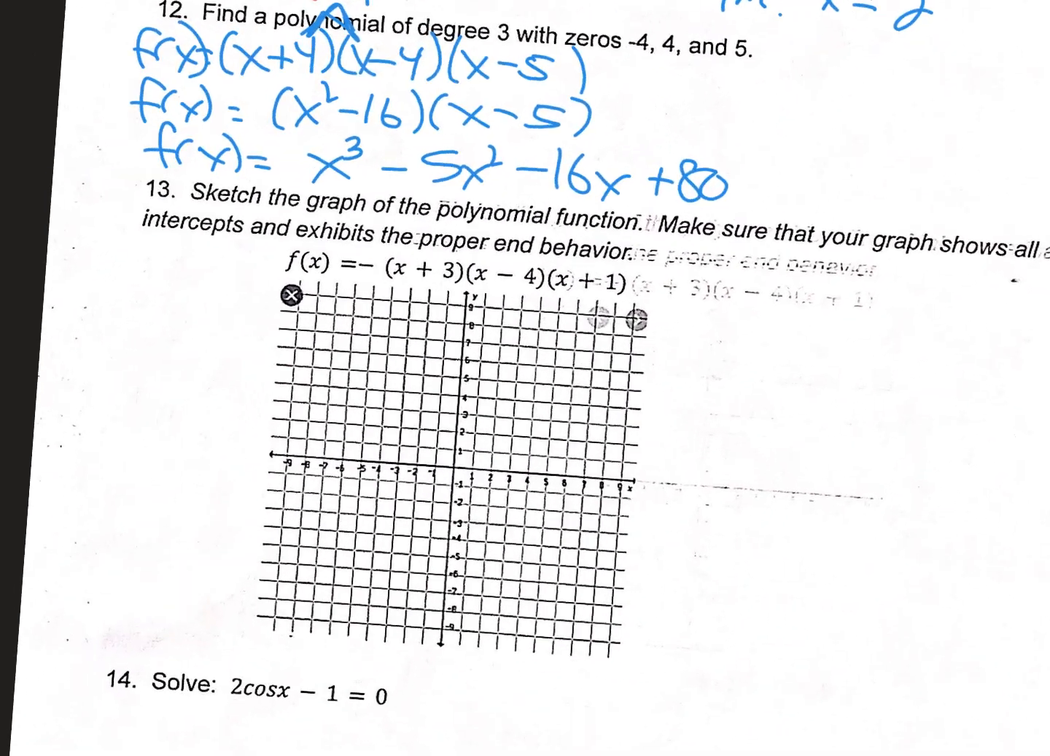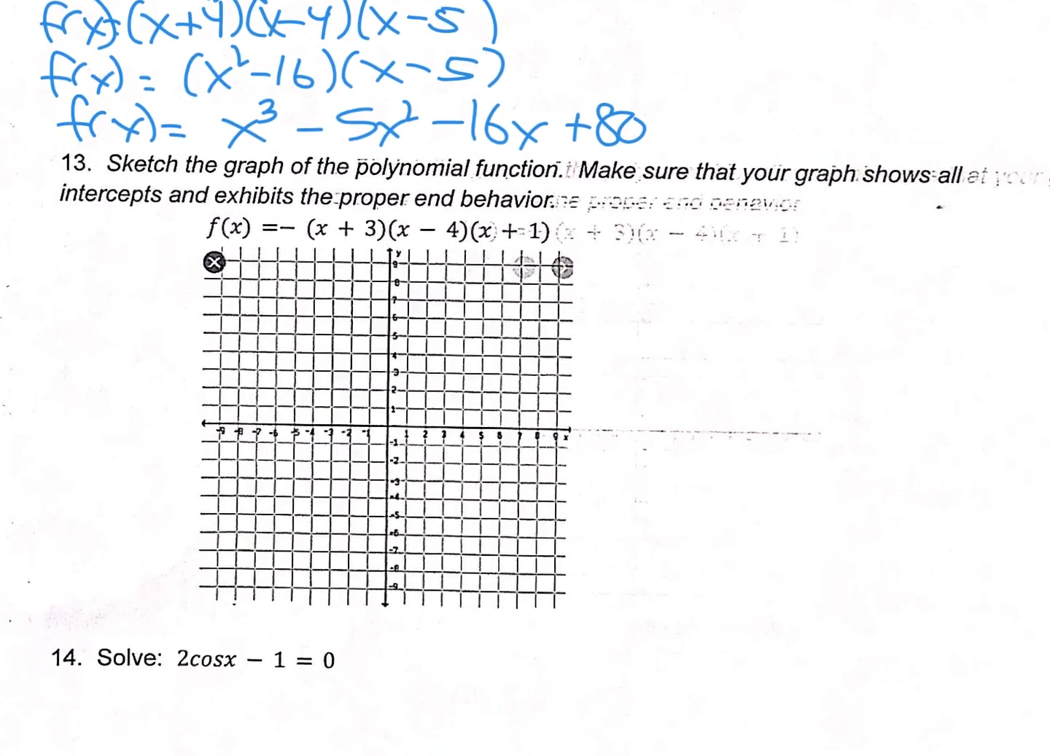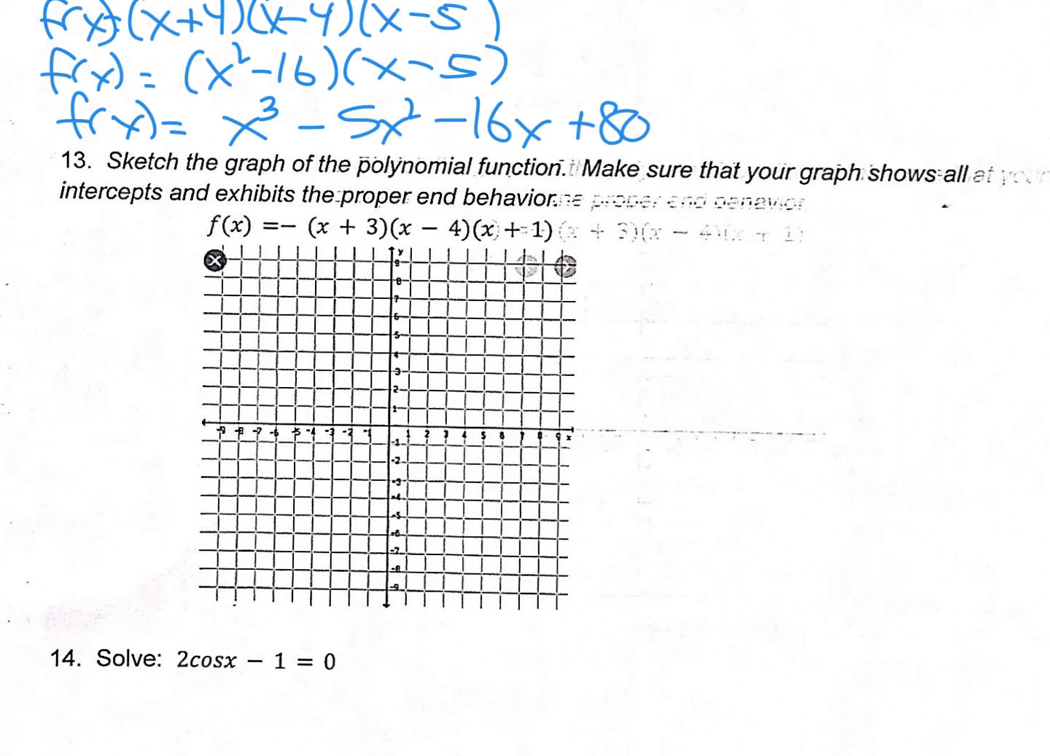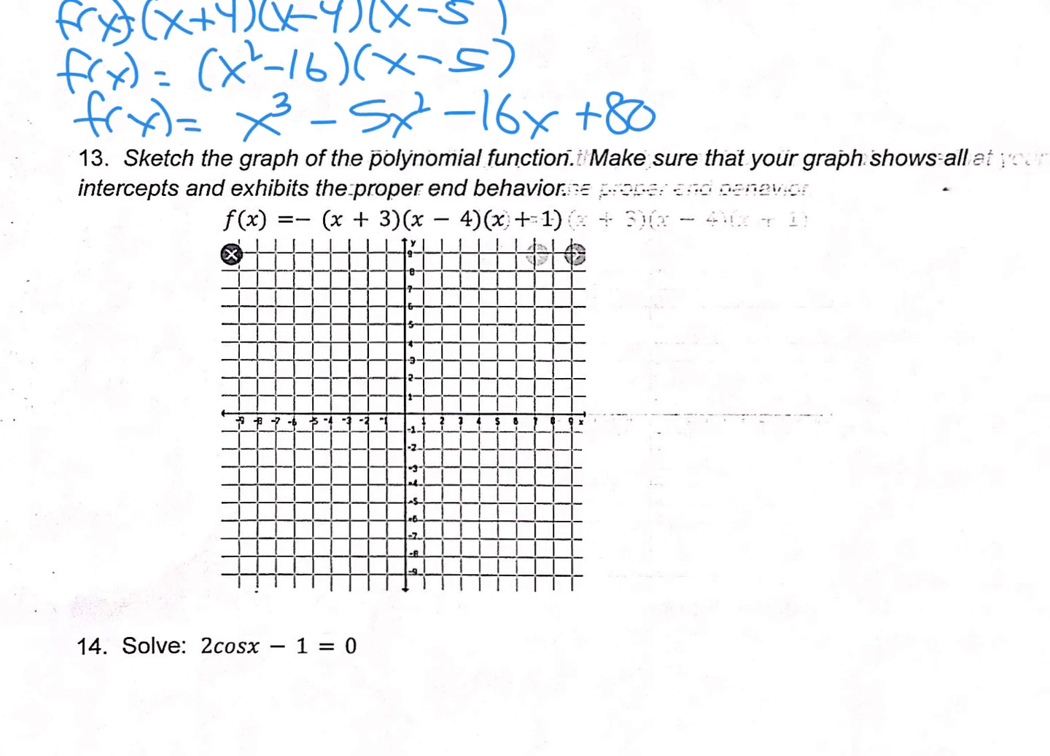A couple more here. 13, sketch the graph of the polynomial function. Make sure your graph shows all the intercepts and exhibits the proper end behavior. Okay, so first of all, there are 3 x's in there, which means it's odd. Also, there's a negative in the front, so it's odd negative. So now I'm going to put my intercepts up there. It's going to cross the x-axis at -3, at +4, and -1. Also notice there's no squares or anything, so it's going to pass through. It's not going to bounce.